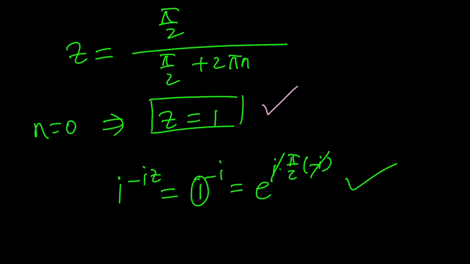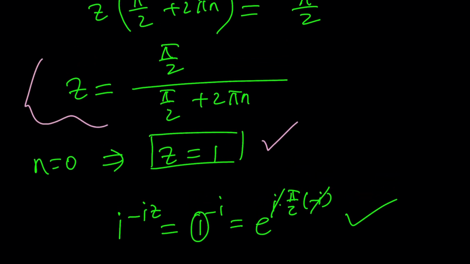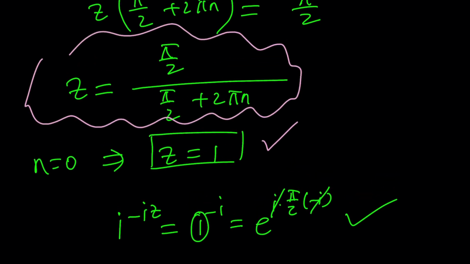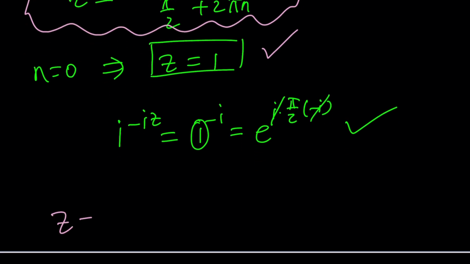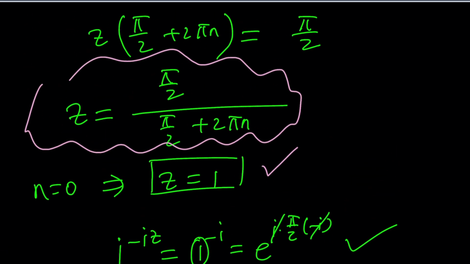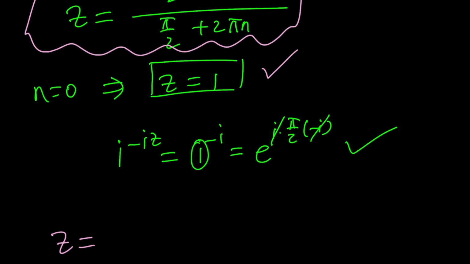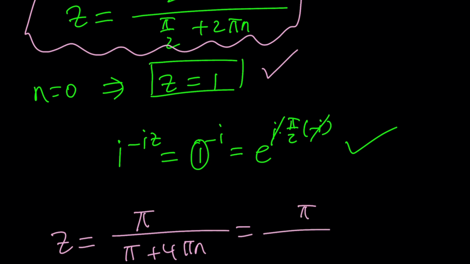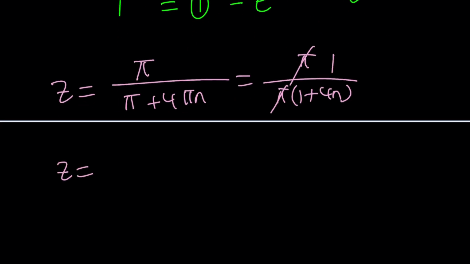Okay? What about the other solutions? Here we go. These are all the solutions. Of course, you want to make it look a little nicer, so let's go ahead and divide everything by pi, or maybe multiply the top and the bottom by 2 first. So pi over pi plus 4 pi n. And then if you take out a pi, you're going to get 1 plus 4n. And then if you cancel out the pi, you're going to get z equals 1 over 4n plus 1, where n is an integer.